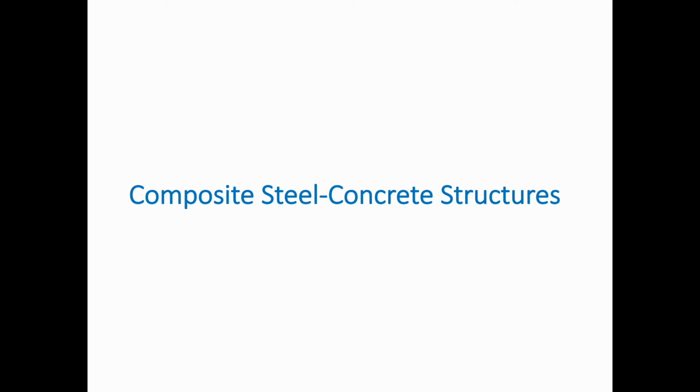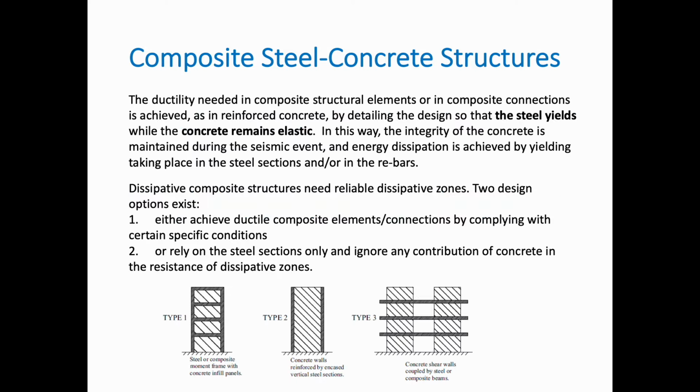So we're moving on to the composite steel concrete structures and the design. Very briefly, the ductility that is needed in composite structural elements or in composite connections is achieved, as in reinforced concrete, by detailing the design so that the steel yields while the concrete remains elastic. In such a way, the integrity of the concrete is maintained during the seismic event, and the energy dissipation is achieved by the yielding that is taking place in the steel sections as well as the rebars.